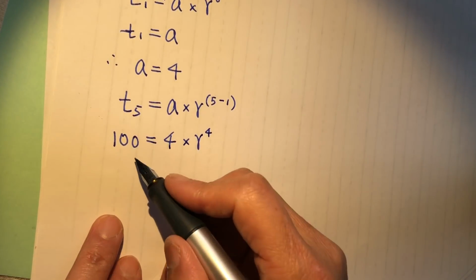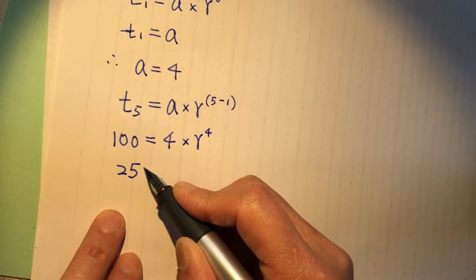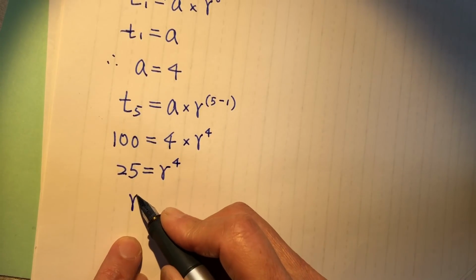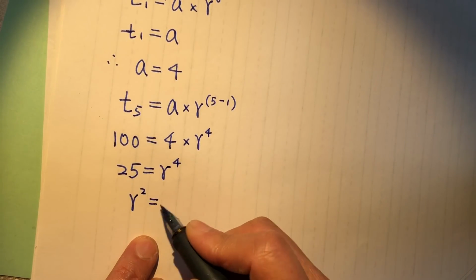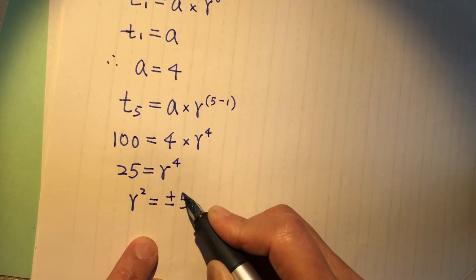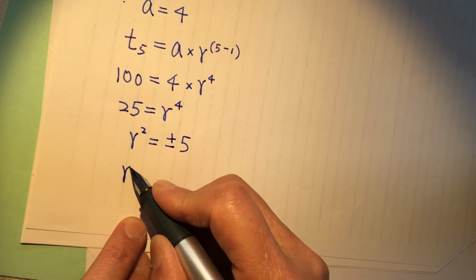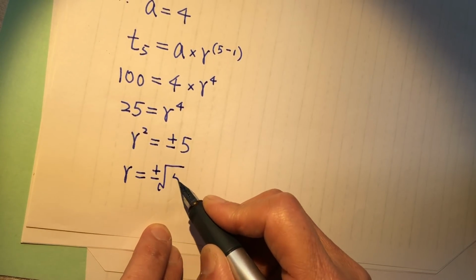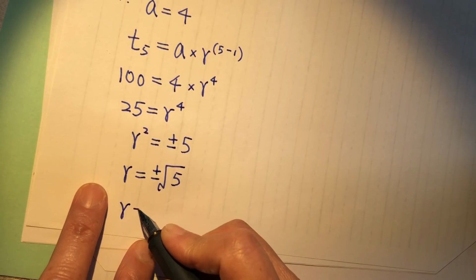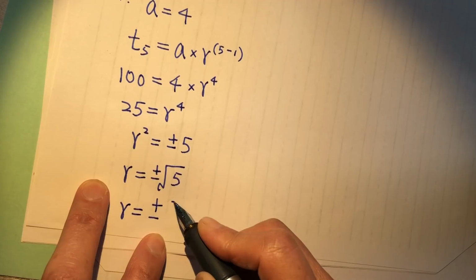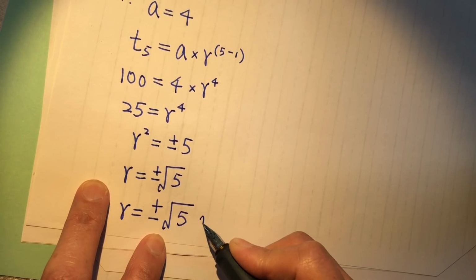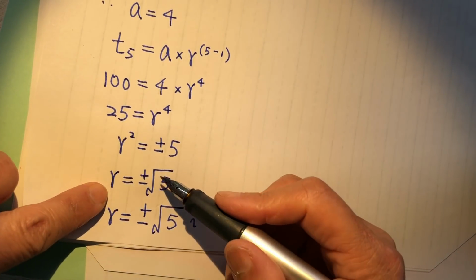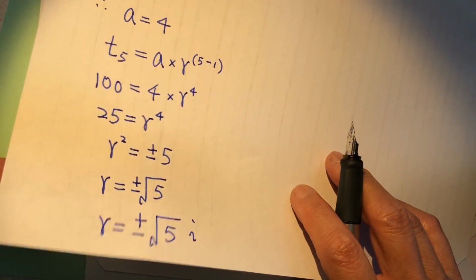Divided by 4 on both sides, 25 equals r to the power of 4. So r squared equals positive or negative 5. So r equals positive or negative square root of 5, and r equals positive or negative square root of 5 times i. So that is the answer. So what do we put in? 1, 2, 3, 4 results.